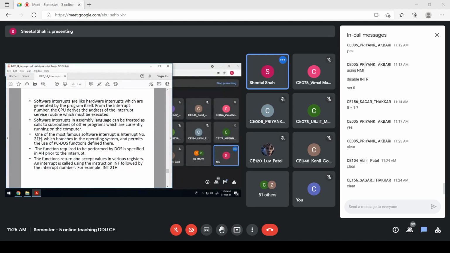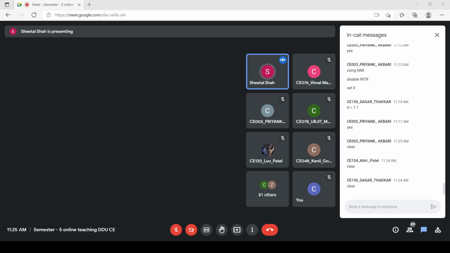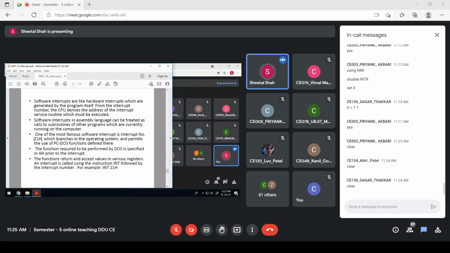We have seen that interrupt type numbers 5 to 31 are reserved for the development of other processors, isn't it? So one such, INT 21H, is meant for the DOS functions, and we have various such functions in this INT 21H. And as we know, the function number is always provided in the AH register.